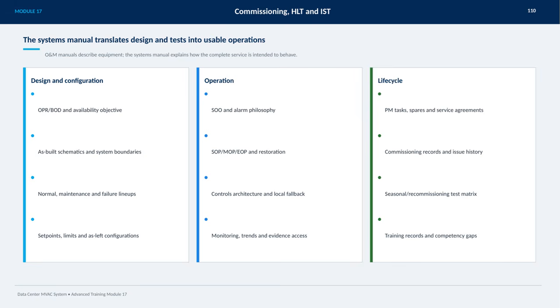Finally, from a lifecycle perspective, the manual documents preventive maintenance tasks, spare parts, service agreements, commissioning records, and historical issues. It also provides a test matrix for seasonal or recommissioning activities, as well as training records and identification of competency gaps. This holistic approach ensures smooth, reliable, and predictable operation of the data center MVAC system.